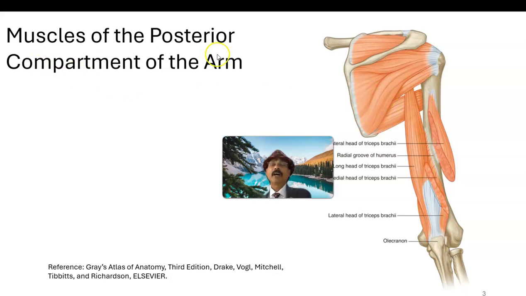This is the upper triangular space. We call it triangular interval. This is called triangular space, that contains the circumflex scapular artery.